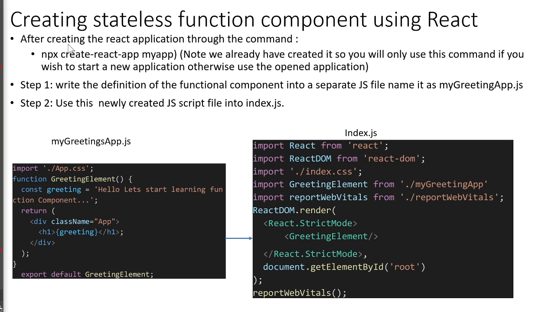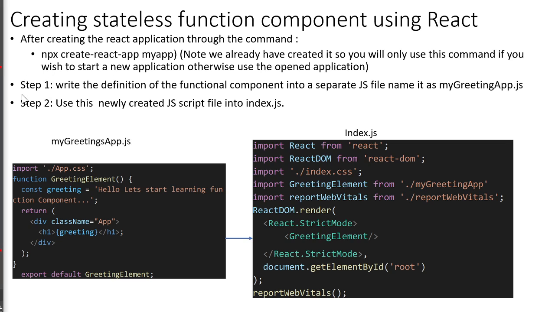So as I have mentioned here, after creating the React application, which means that you have already run this command, that is npx create-react-app, which actually has created an application and you have opened that application in Visual Studio Code as we have shown you in our last video. So once you have created the application, now you have to do these two steps. In case you haven't created your application, then you can create the application using this command and then follow these two steps. So I think now I have made it clear.